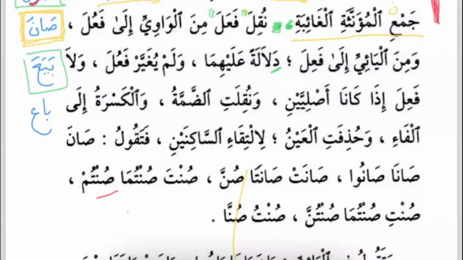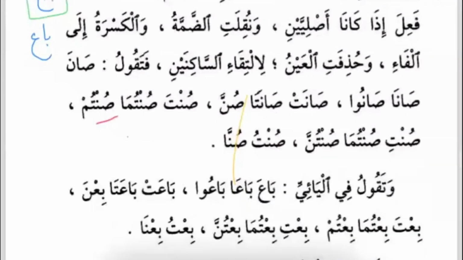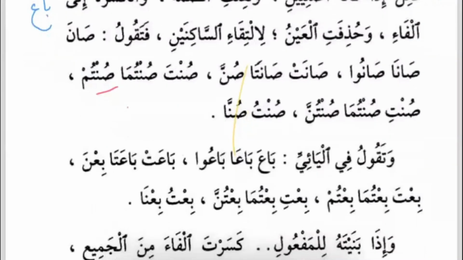وَنُقِلَتِ الضَّمَّةُ وَالْكَسْرَةُ إِلَى الْفَاءِ. Then, once you have that dhamma or kasra in position on the middle letter, relocate it to the first letter. Slide it over to the first letter. وَحُذِفَتِ الْعَيْنُ. Then the middle letter will be omitted لِالْتِقَاءِ سَاكِنَيْنِ, because of having two sukoons in a row. فَتَقُولُ صَانَ صَانَا صَانُوا صَانَتْ صَانَتَا سُنْتَ سُنْتُمَا سُنْتُمْ سُنْتِ سُنْتُمَا سُنْتُنَّ سُنْتُ سُنَّا.